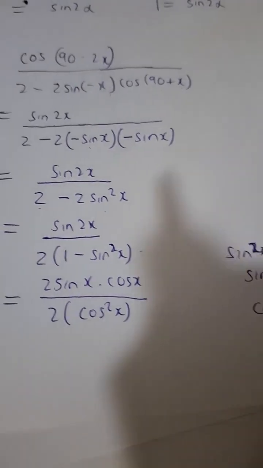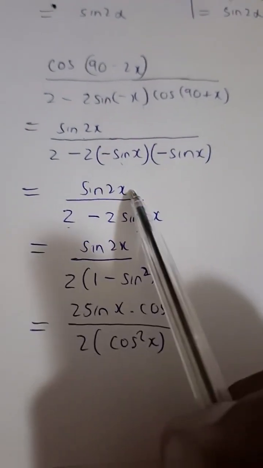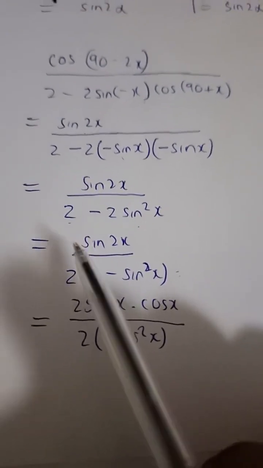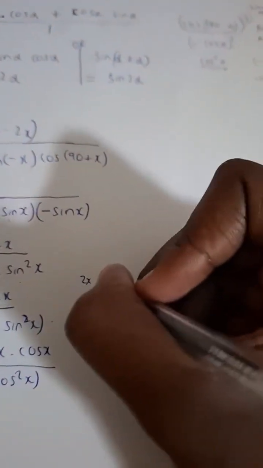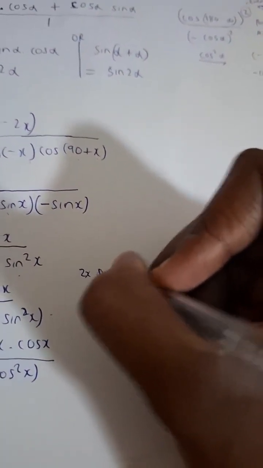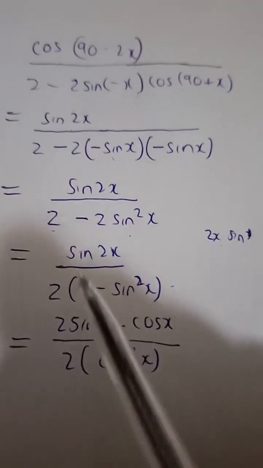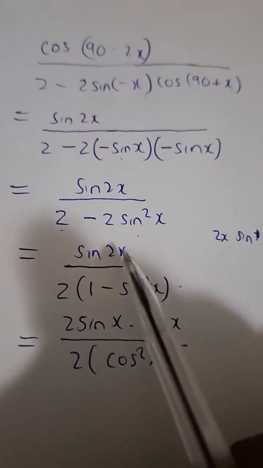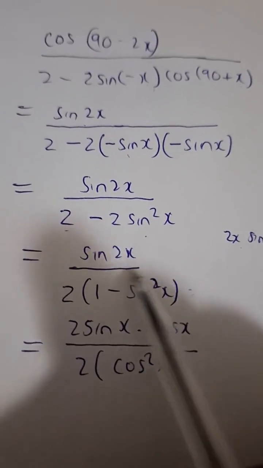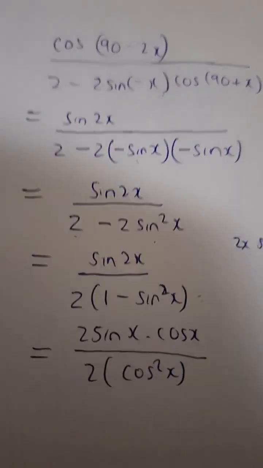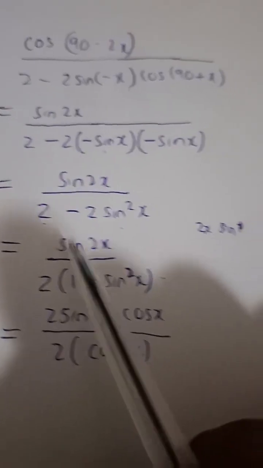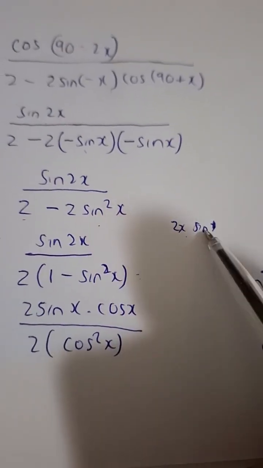No, that's not the way. Sine 2x remains as sine 2x. You can't say this is 2x sine x. It's not 2x sine. Remember, this 2x refers to the angle of the trig ratio sine, so you can't write it as 2x sine.